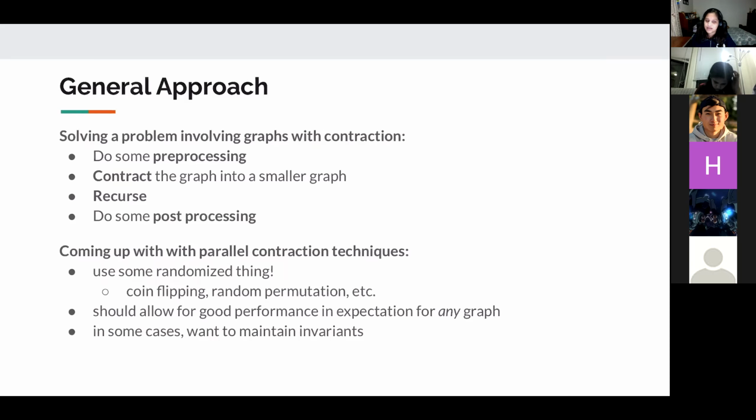And in some cases, you might want to maintain certain invariants depending on what you want your contraction to do. We're going to talk about invariants in a second, but I see that there's a question. What is a cycle graph? A cycle graph is a graph where every vertex is involved in a cycle. So something like this. I think that's an informal definition, but yeah.